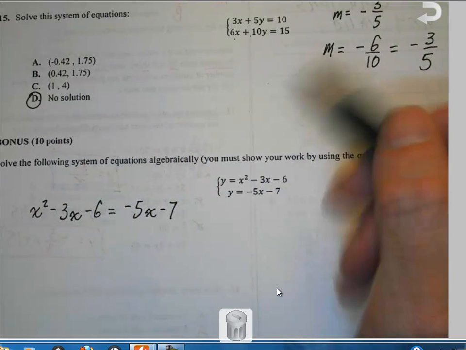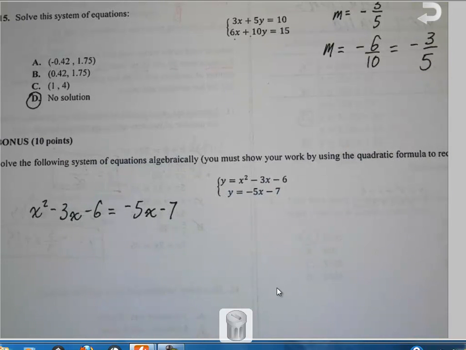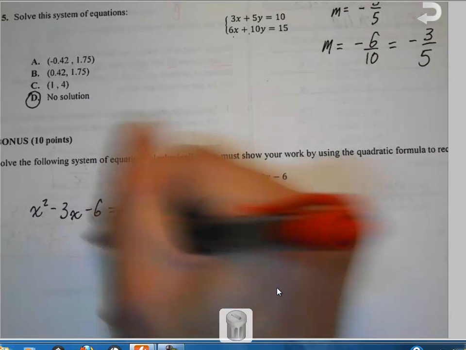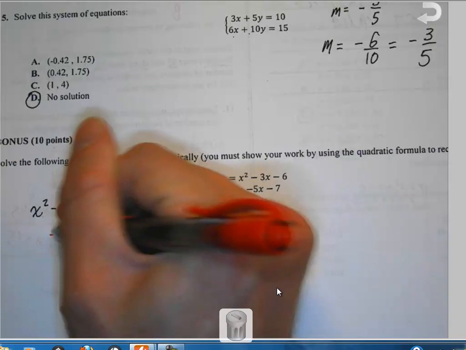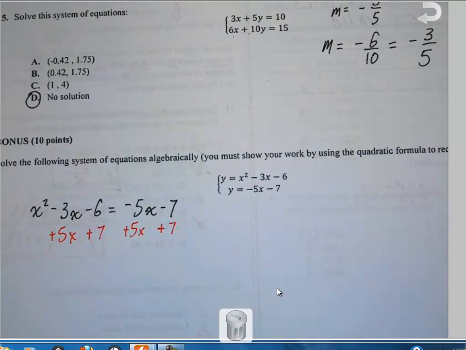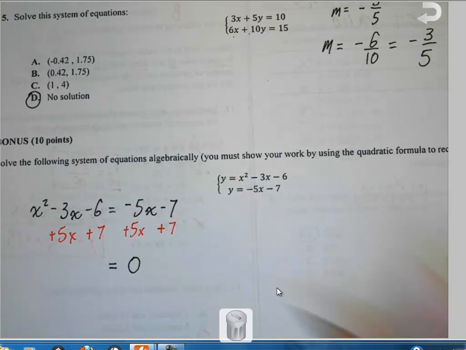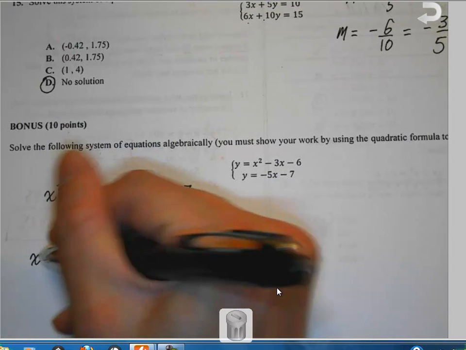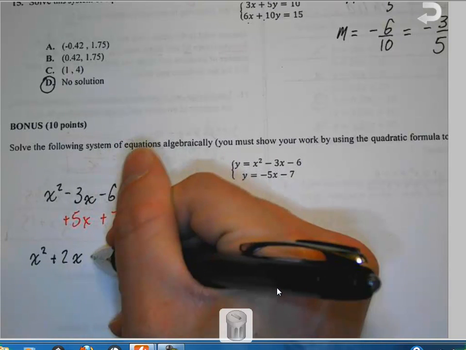At this point, I would add 5x to both sides, and I would add 7, which we could do as a single stroke. So plus 7 here, plus 7 here, add 5x here, add 5x here. Like terms are combined, and you have 0 on the right. Now that we're in Algebra 2, you should be able to combine like terms more than one at a time. So we have x squared plus 2x plus 1.